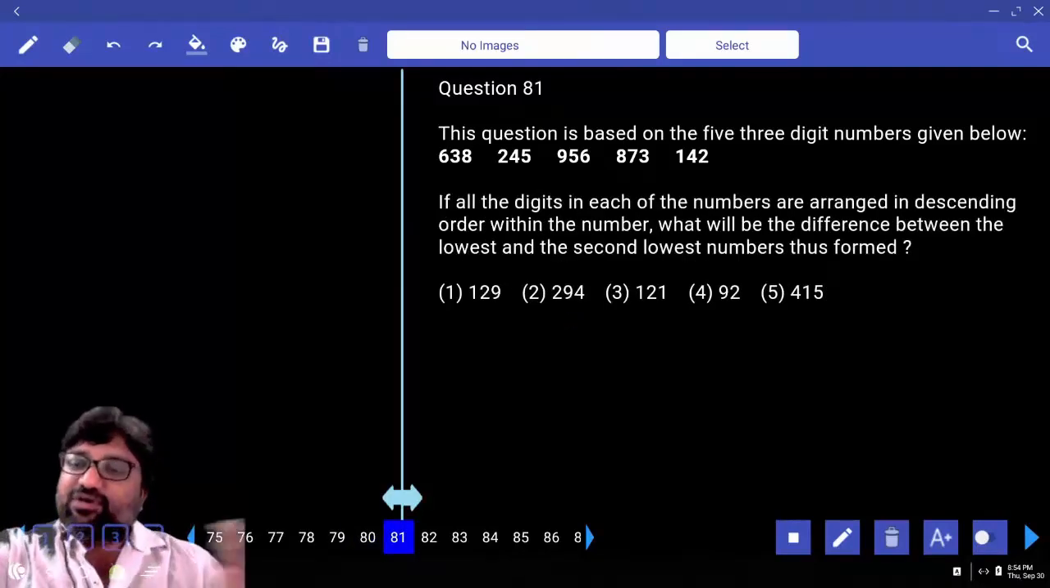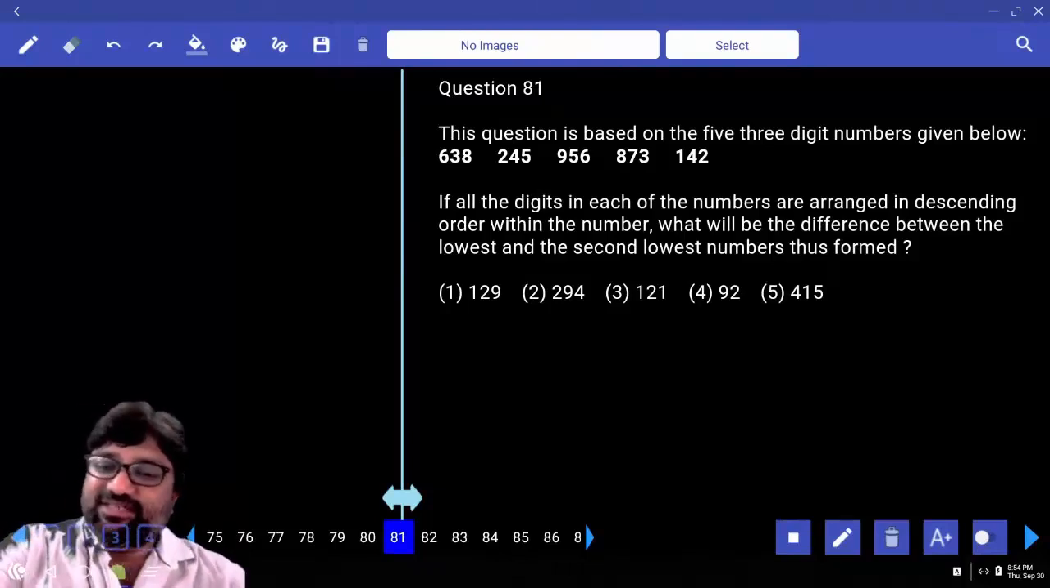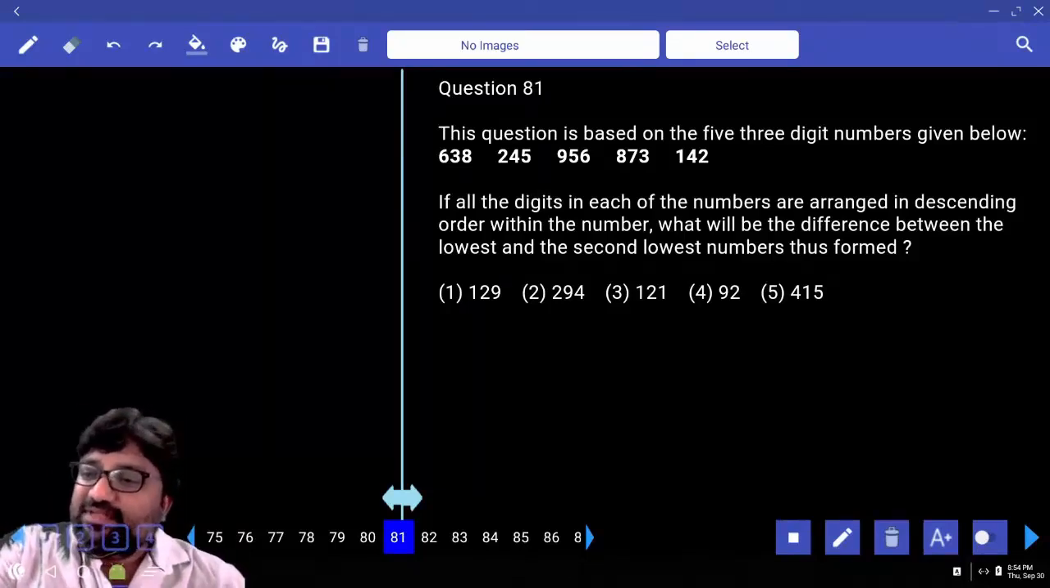If all the digits of each of the numbers are arranged in descending order within the number, then what will be the difference between the lowest and the second lowest numbers thus formed?